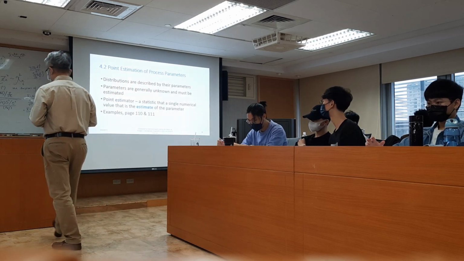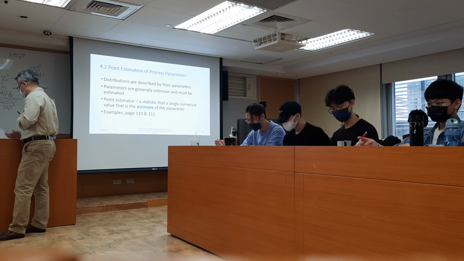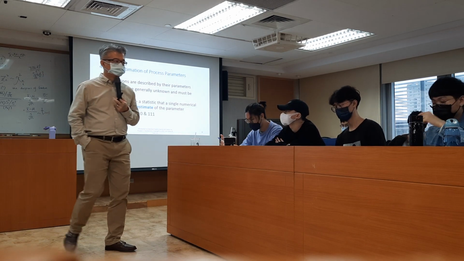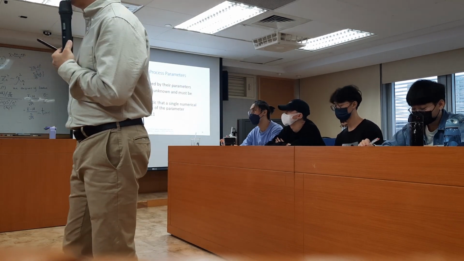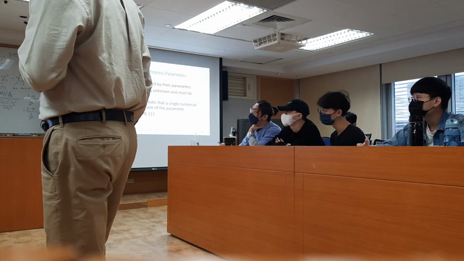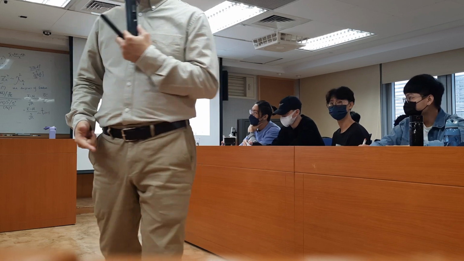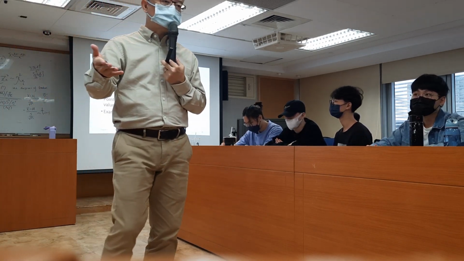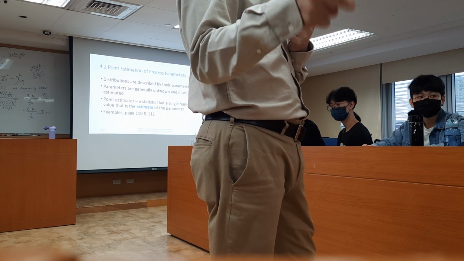Section 4.2, point estimation of the process parameter. Distributions are described by their parameters. Parameters are generally unknown, not known a priori, so they must be estimated. We have two categories: point estimation and interval estimation. A point estimator is a statistic that is a single numerical value, like (x1 plus x2 until xn) divided by n. We can also use a different estimator, like (x1 plus x3 plus x5) divided by 3.